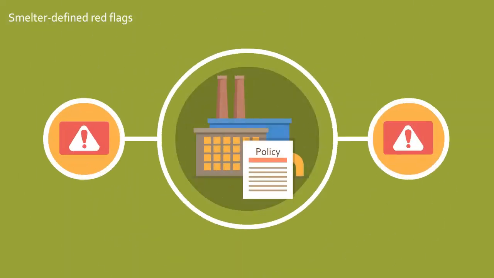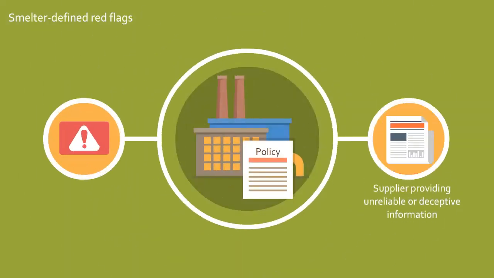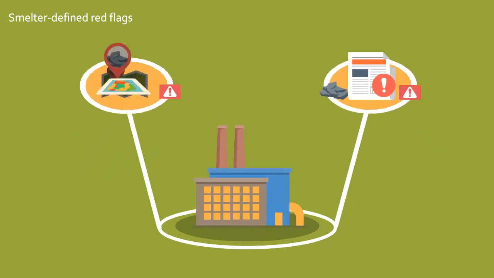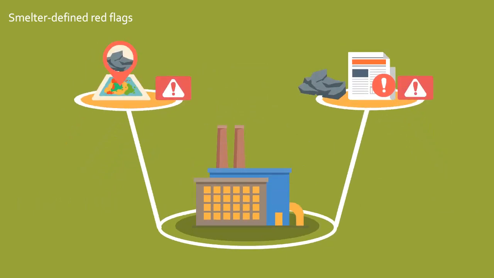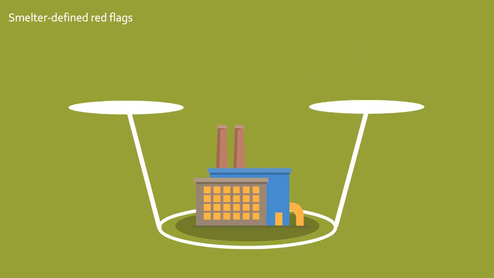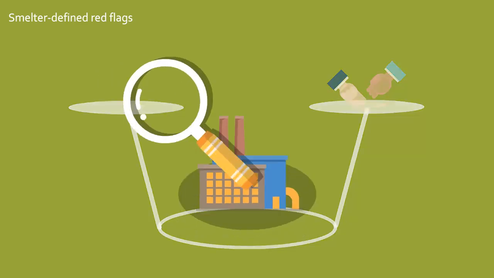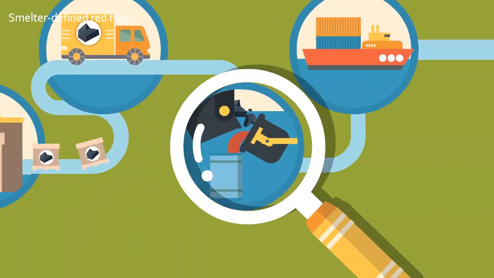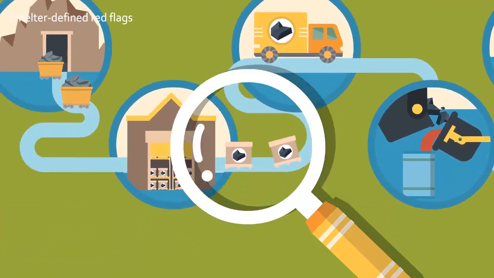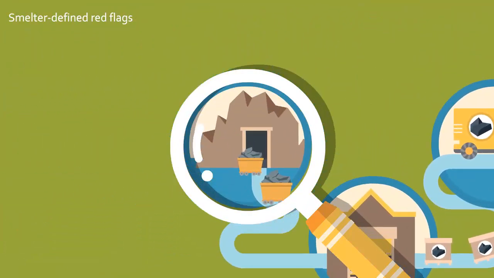Examples of what your own red flags could include are the supplier providing unreliable or deceptive information, or inability to determine origin. You've now found red flags with both suppliers. So, how do you respond? You have two choices. You could conduct enhanced due diligence, or you could decide not to use that source. Enhanced due diligence examines the whole supply chain back to the mine sites to identify and mitigate any risks.